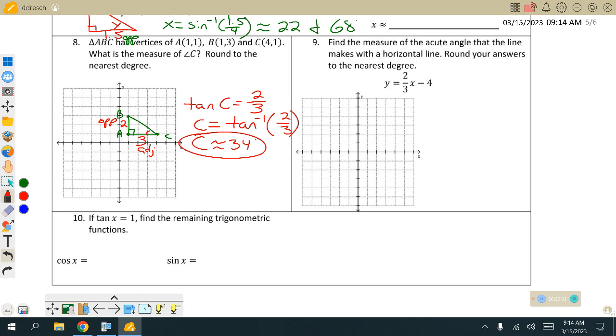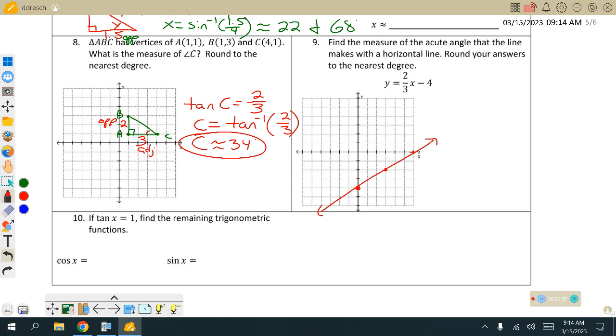Graph that line. Y-intercept of -4. But now that we have trig here, our possibilities are endless of what I can give you. The slope is 2/3. Up 2, right 3. Up 2, right 3. I like to always give a few more points. Take your ID and make the line.